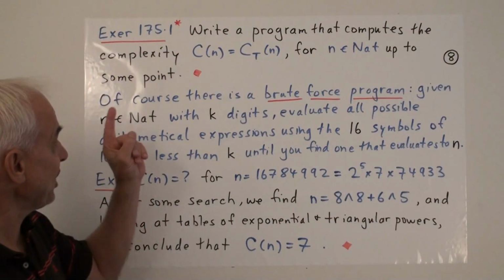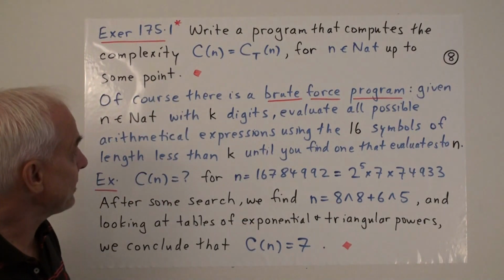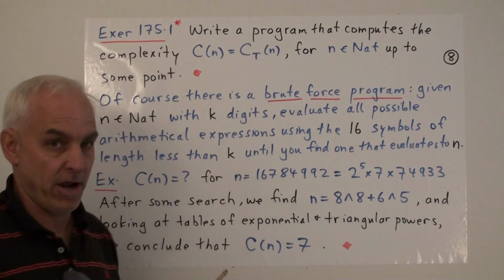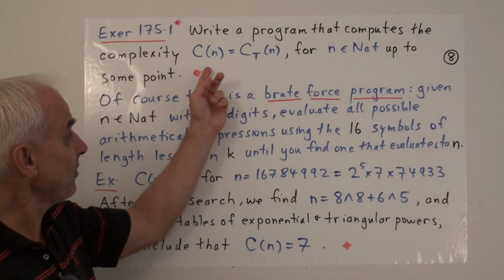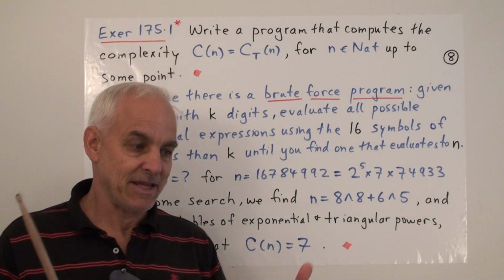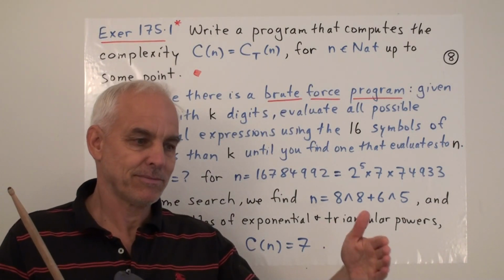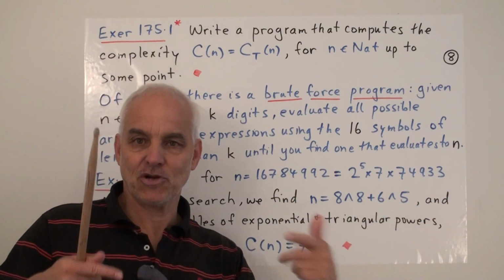So here's a pretty interesting challenge for the computer programmers amongst you. It's an exercise to write a program that computes this triangular complexity C of n for n a natural number. So write a program that, say, given natural number in the range 1 to 10 billion, will crank out its complexity.